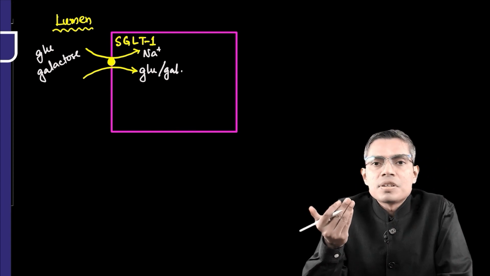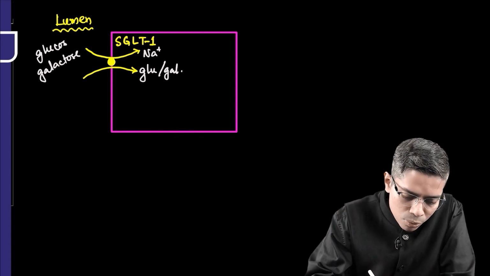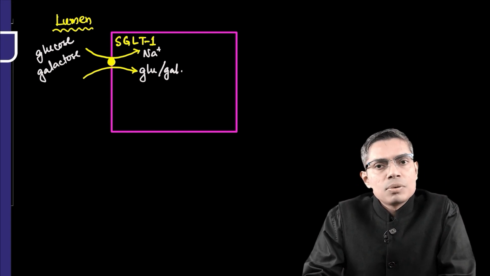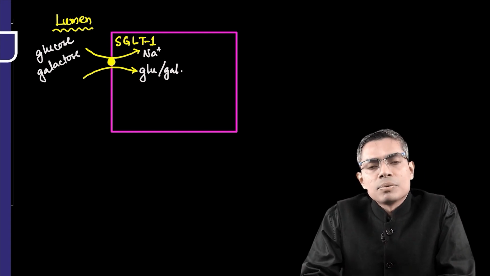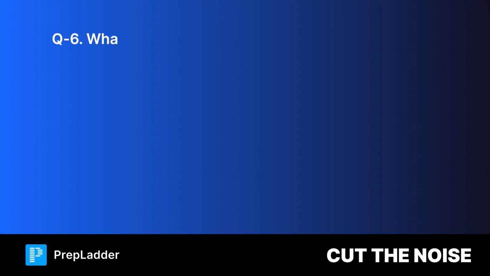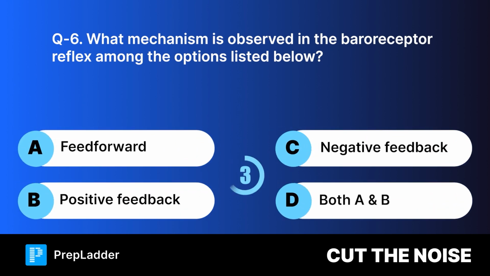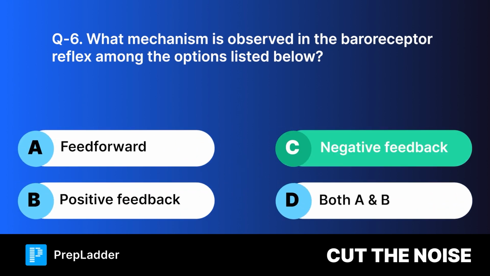If the glucose concentration is more, then the glucose will be absorbed first, and if the galactose concentration is more than glucose, then the galactose will be taken up along with sodium. Question 6. What mechanism is observed in the baroreceptor reflex among the options listed below? Your options are, and the correct answer is negative feedback.